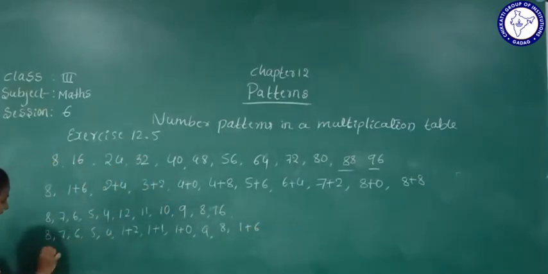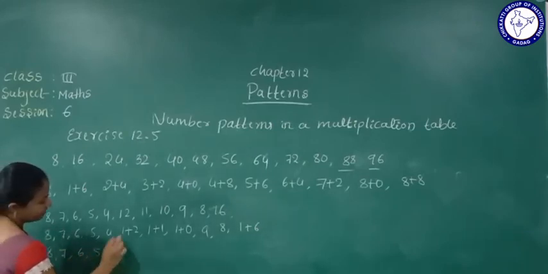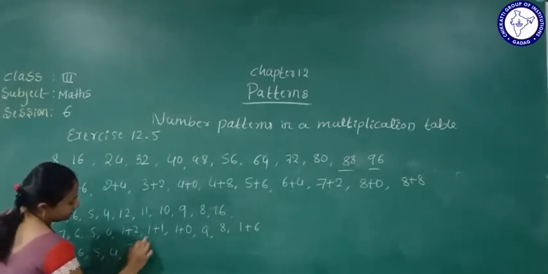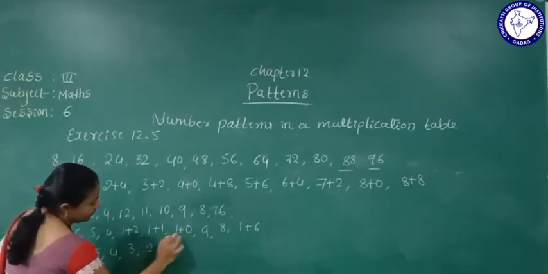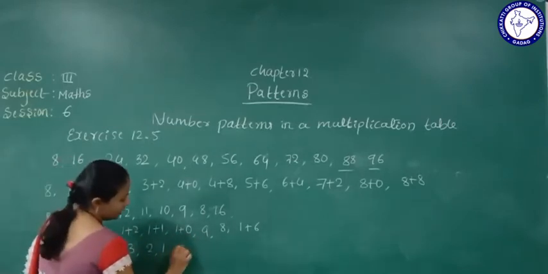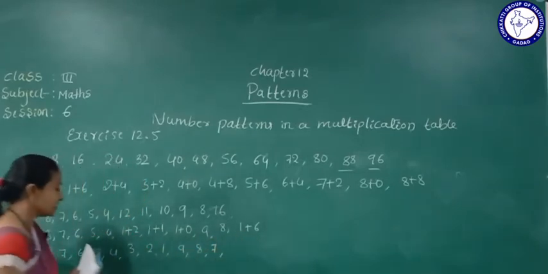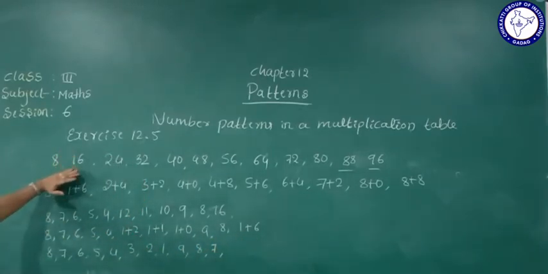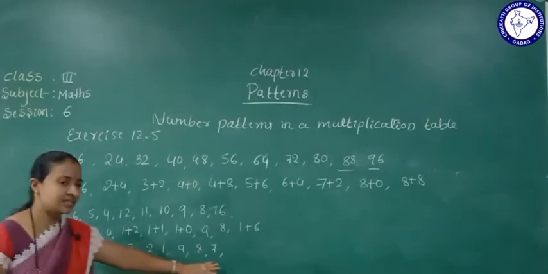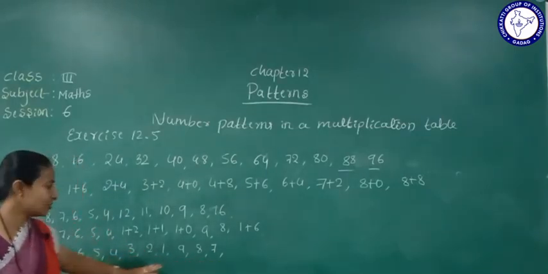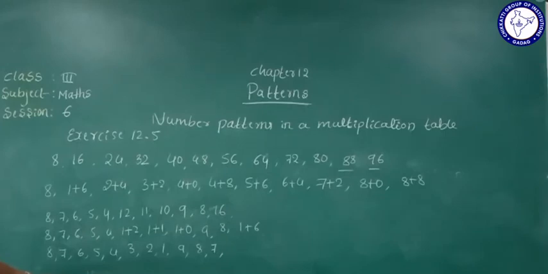Again we'll see. 8, 7, 6, 5, 4. 2 plus 1, 3. 1 plus 1, 2. 1 plus 0, 1. 9, 8. 1 plus 6, 7. Yes, see, all the numbers we can get are single digits. Yes, we can get all single digits. Understood now how to do this one, single digit?